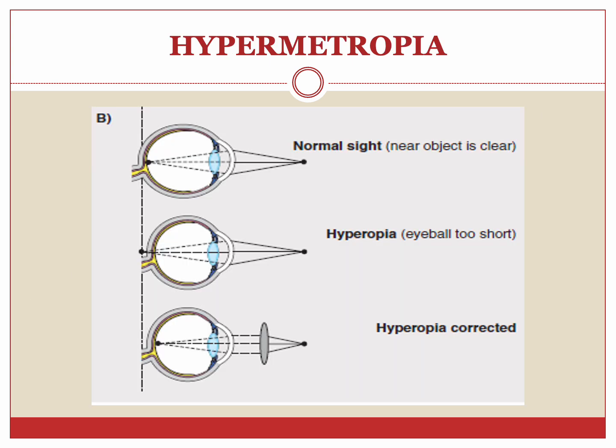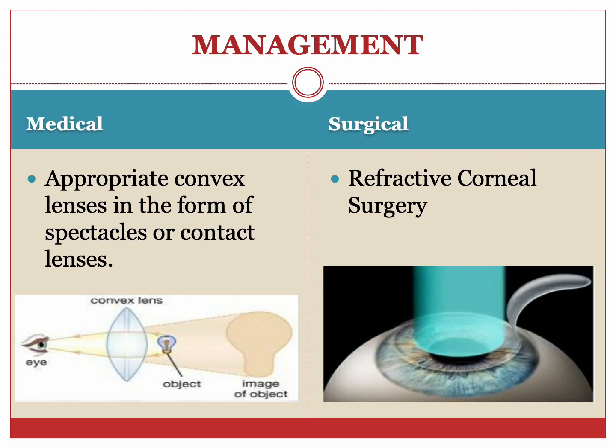So here is an image depicting hypermetropia. First image, normal sight, image formed on the retina. Second image is hyperopia or hypermetropia, image formed after the retina, because the eyeball is too short. So in order to get those rays converged a bit earlier, so that the image can form on the retina, we use a specific kind of lens. What kind of lens do we use? We use a convex lens, so that rays coming from far get focused on the retina. That is medical management. And in surgical management, we have refractive corneal surgery for hypermetropia.